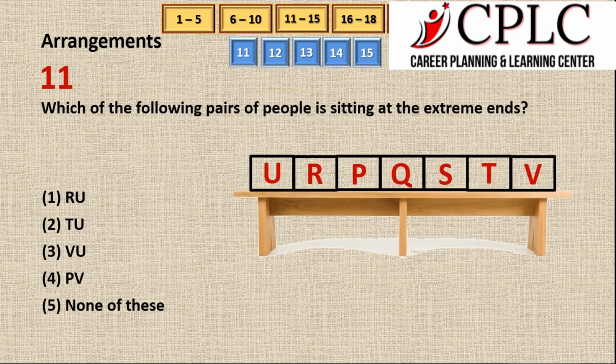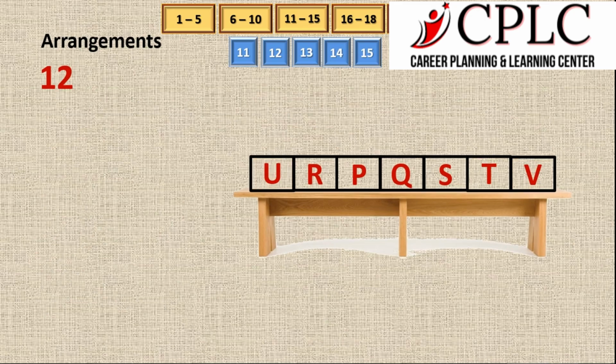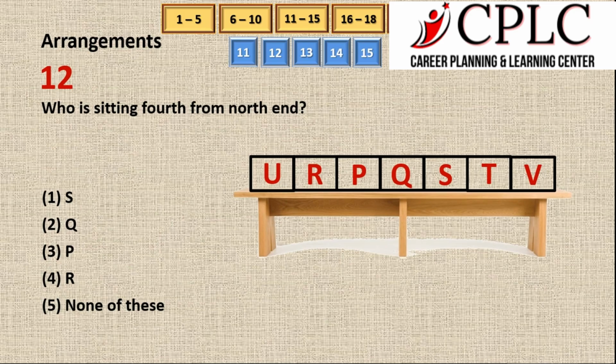First question, which of the following pairs of people is sitting at the extreme end, U and V? Option 3. Who's fourth from the north end? North end is the right end. Fourth from there is Q, that is option 2.